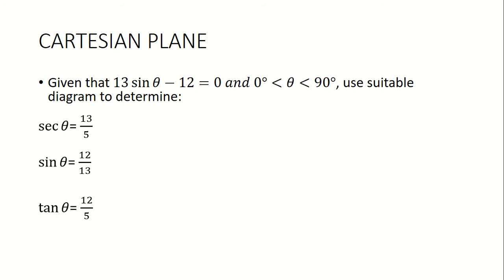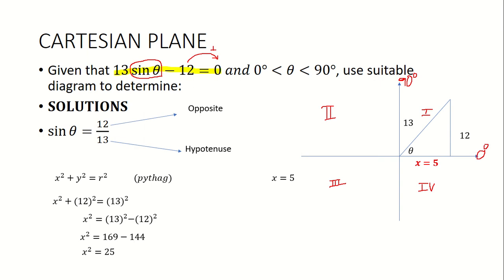I know that sec will be your hypotenuse over your adjacent, because sec is the reciprocal of cos, of course, right? And sine, we've got opposite all over hypotenuse. Please remember, guys, I'm taking all of these from this diagram over here, okay? For sine, it will be opposite all over hypotenuse, and for sec, it is hypotenuse over adjacent, right?